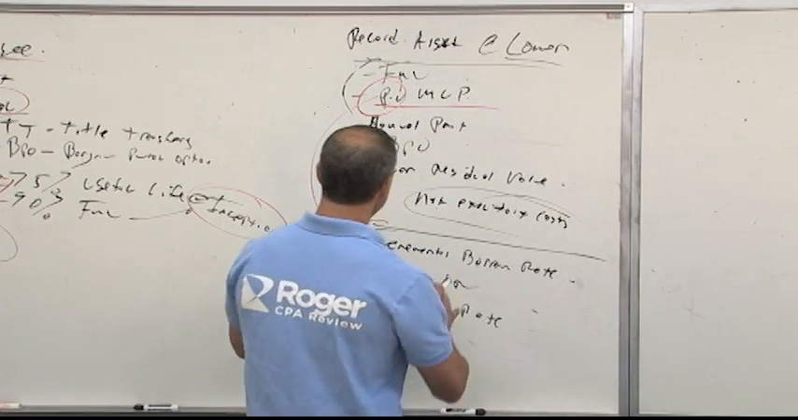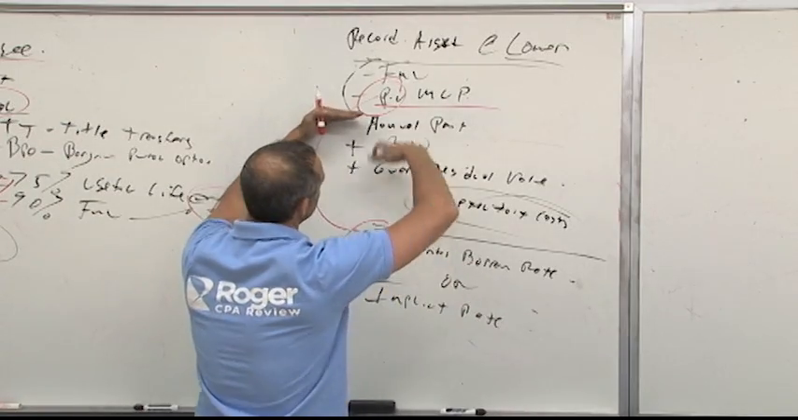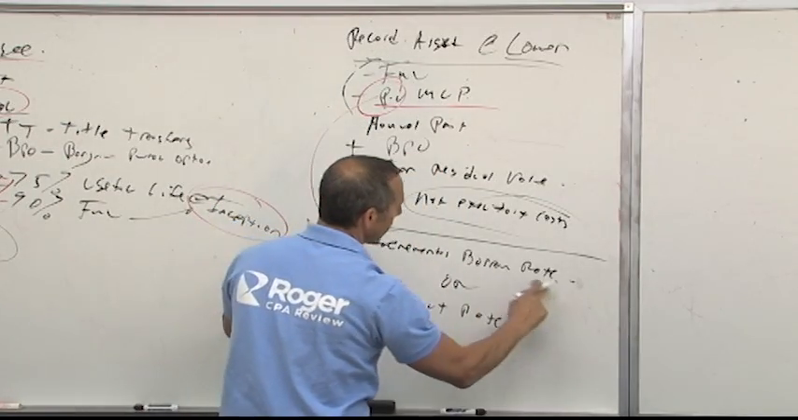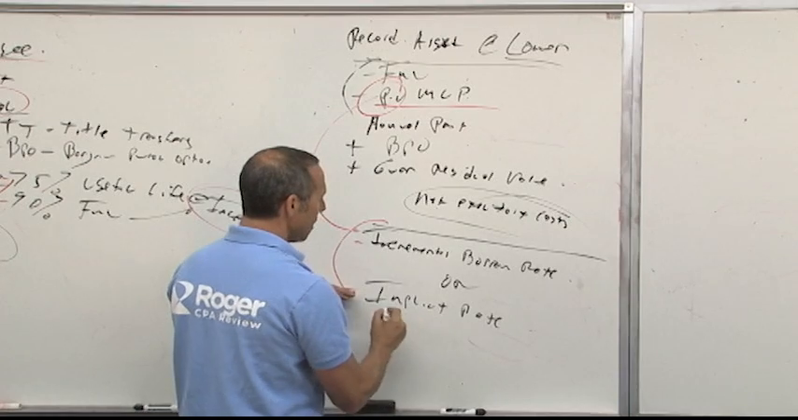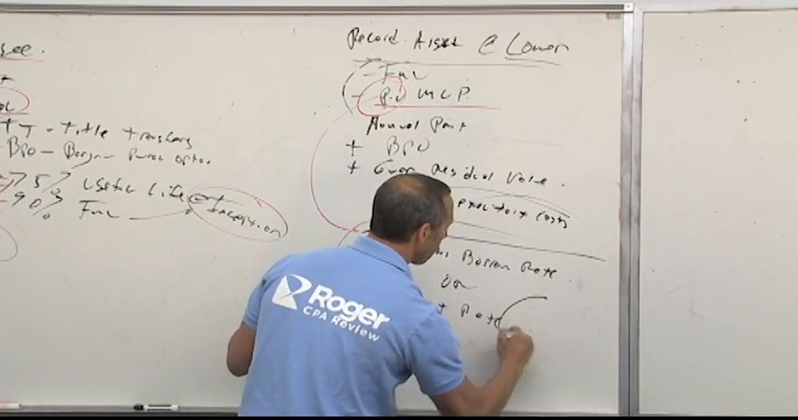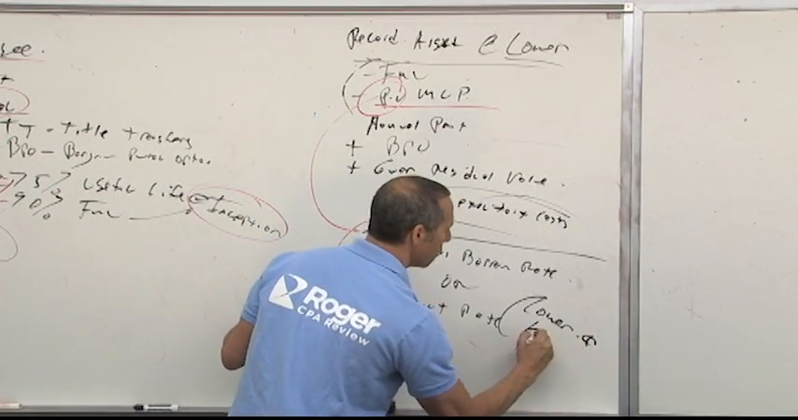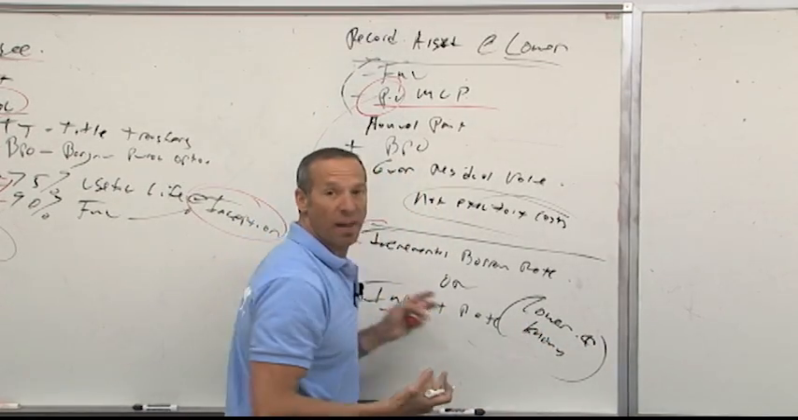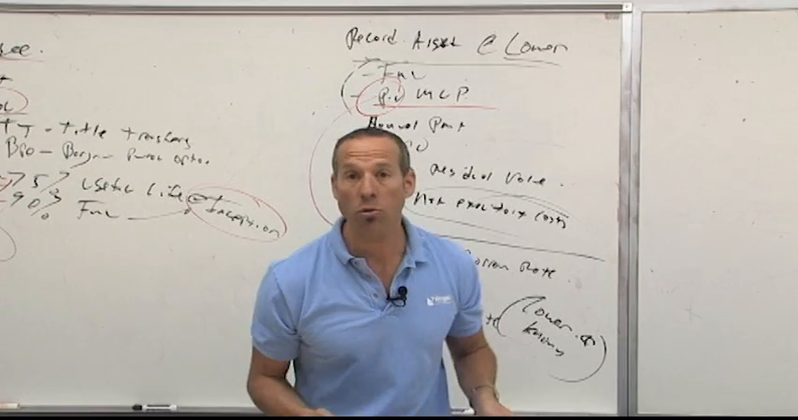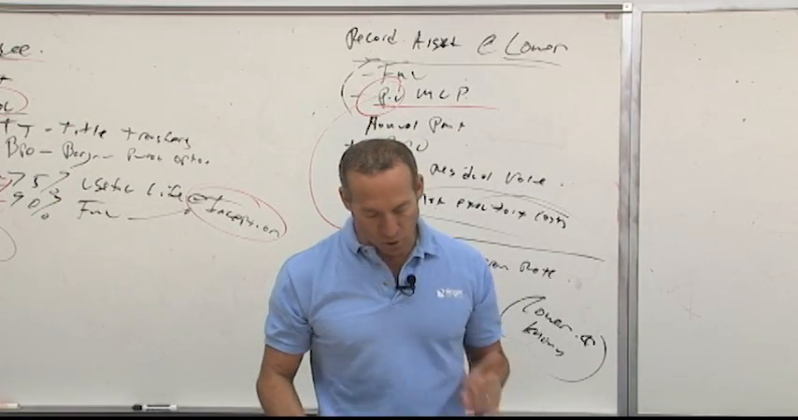So here's the deal. I'm going to use one of these two rates to present value this. You will use the incremental borrowing rate unless the implicit rate is both lower than what? The incremental borrowing rate, and known. Known by whom? By the lessee. Because obviously the lessor knows the rate because they made it up. So that's when you will present value.